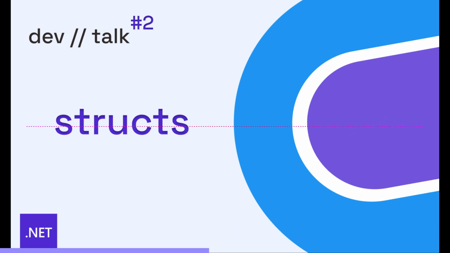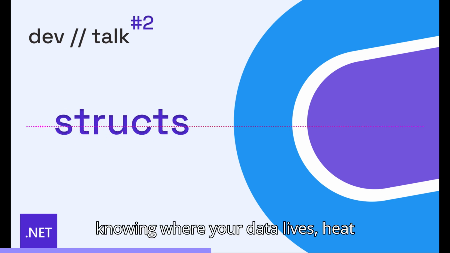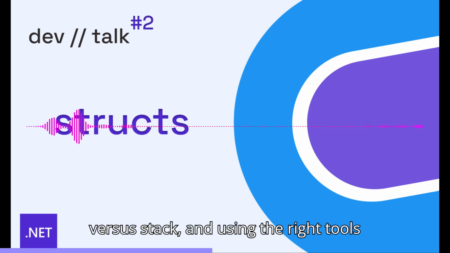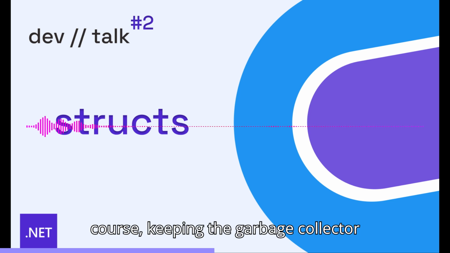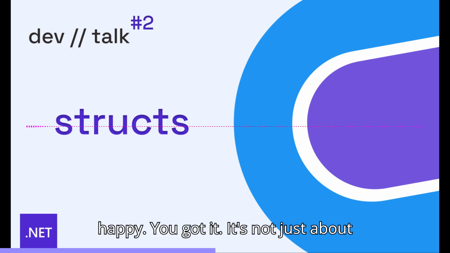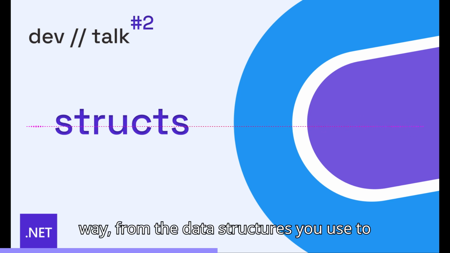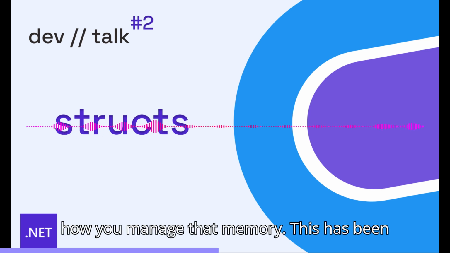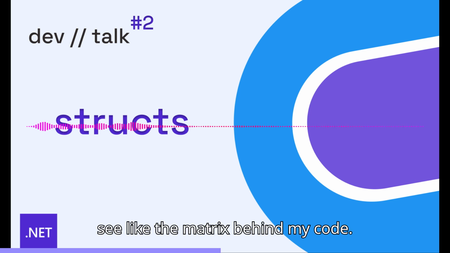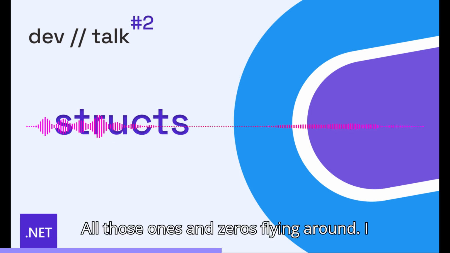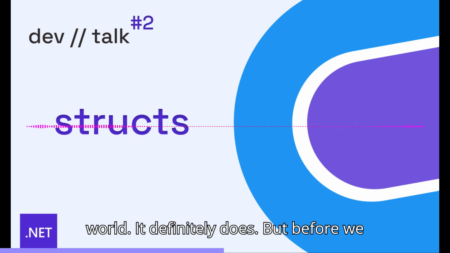I'm seeing a pattern here. High-performance C# code is all about knowing where your data lives, heap versus stack, and using the right tools to keep things running smoothly. And of course, keeping the garbage collector happy. You got it. It's not just about writing clever algorithms, it's about making smart choices every step of the way, from the data structures you use to how you manage that memory. This has been eye-opening. I feel like I'm starting to see the matrix behind my code. All those ones and zeros flying around. I like that. Understanding what's going on under the hood opens up a whole new world. It definitely does.